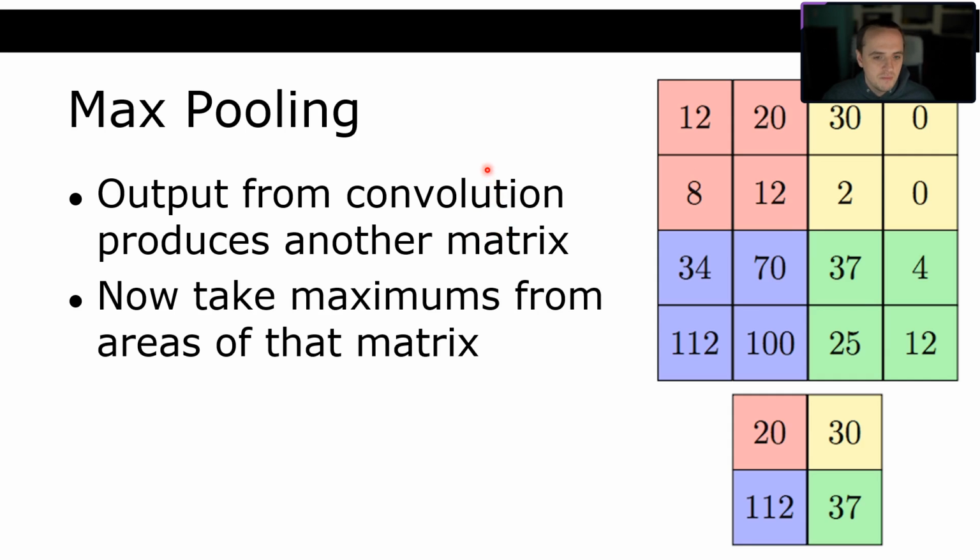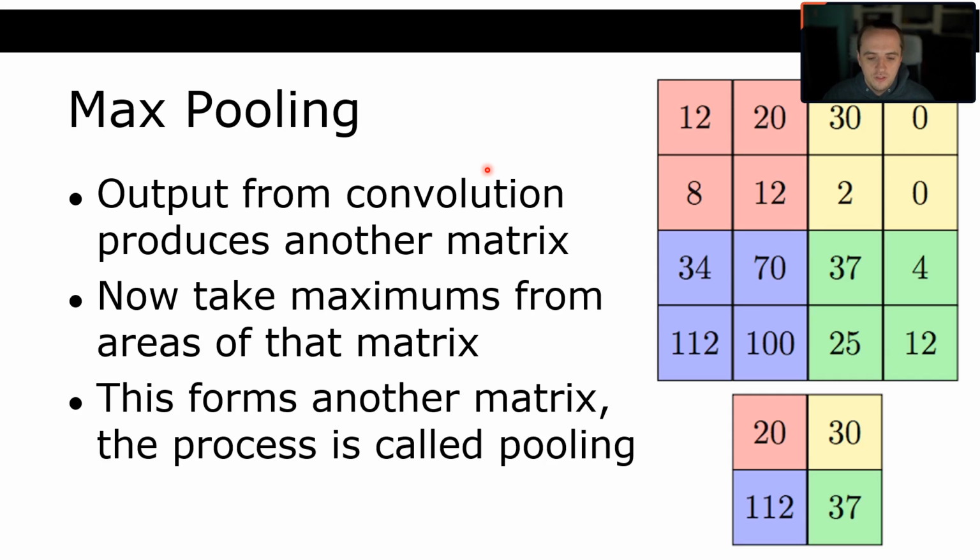So let's take the maximums from sub-areas of that matrix. This forms another matrix, and that process is called pooling. So for example here, let's take this 4x4 matrix, and we're going to use pooling to produce a 2x2 matrix, and we're going to use max pooling. All this means is that let's look at this 2x2 region up here, and we're going to take the maximum value from it. So that ends up being a 20. Up here, this ends up being a 30. This ends up being 112. This ends up being 37.